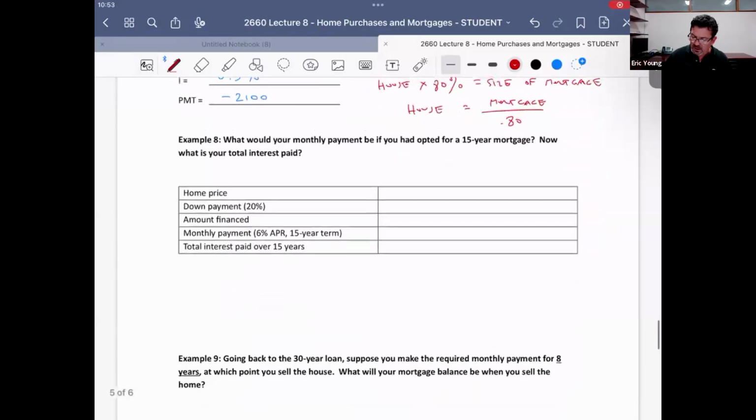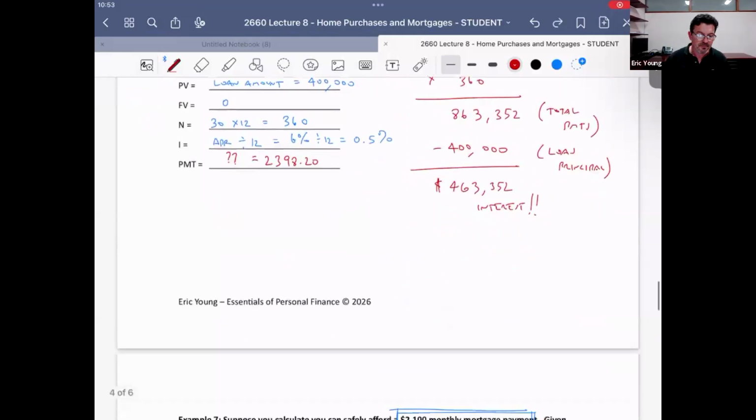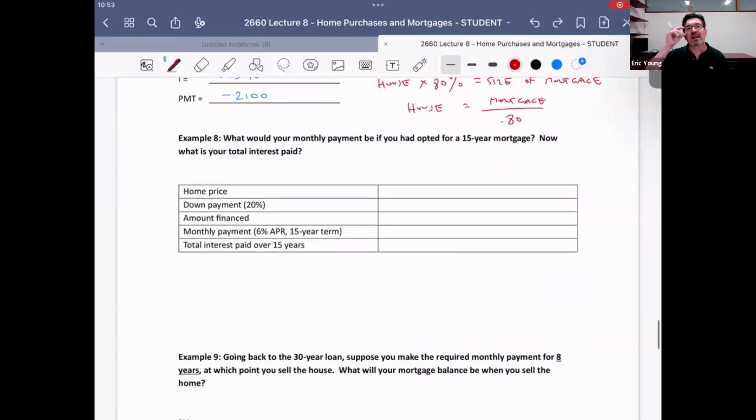Now, we learned up here in this example, there's a lot of interest. Let's see what would happen to the interest if we were to go from a 30-year to a 15-year. So now let's go to a 15-year. Well, here's the thing. Everything stays the same except the N. So we're still going to have a home price of 500,000. We're still going to put down 100,000. So we're going to finance 400,000.